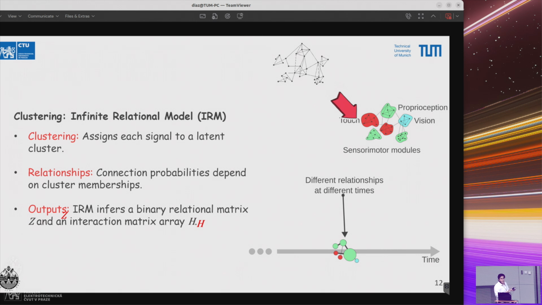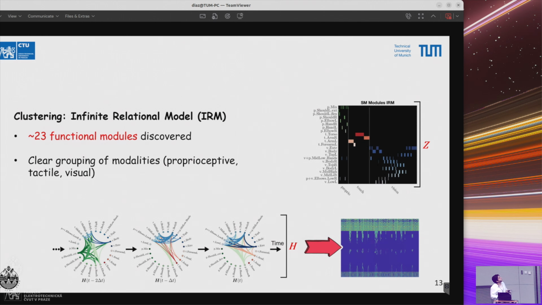When we apply this to our system, we were able to determine about 23 functional models. I'm saying about 23 because this is a stochastic process, and every time you run it, you will get small variations. However, they were consistent more or less in the size and groupings of the clusters, which is what you can see there on the right.